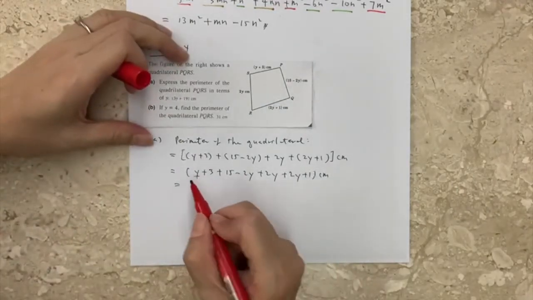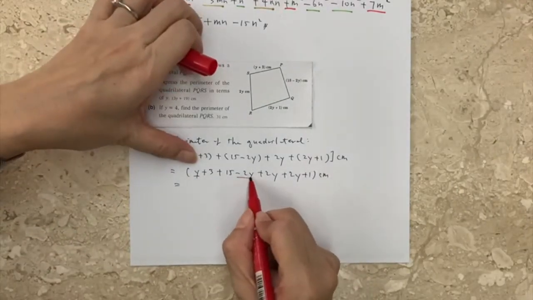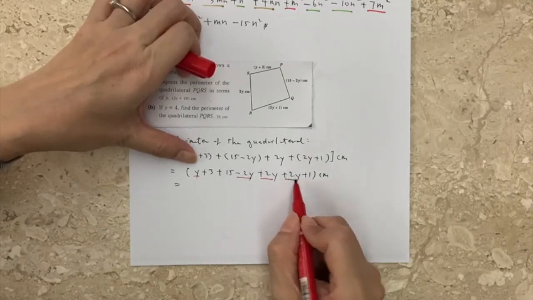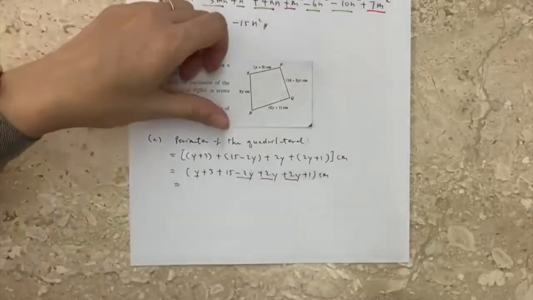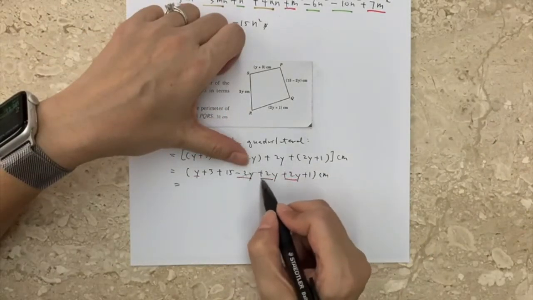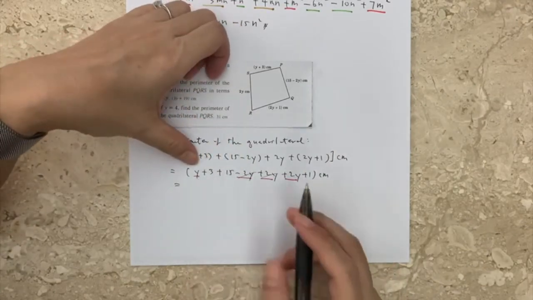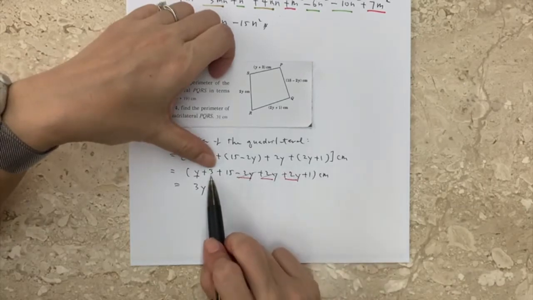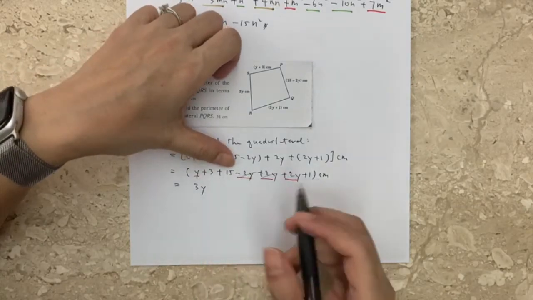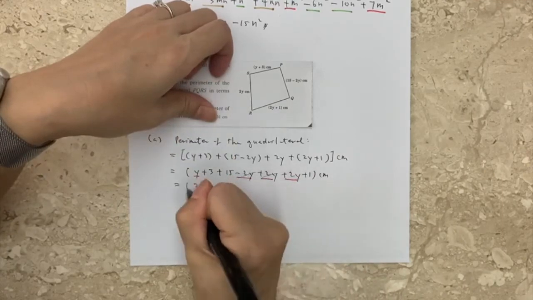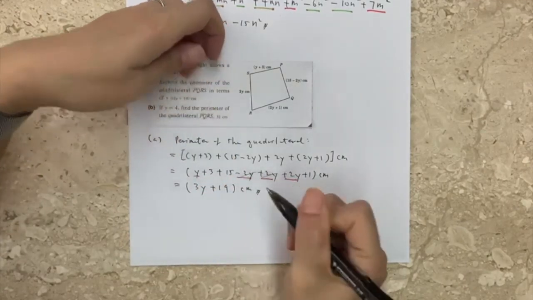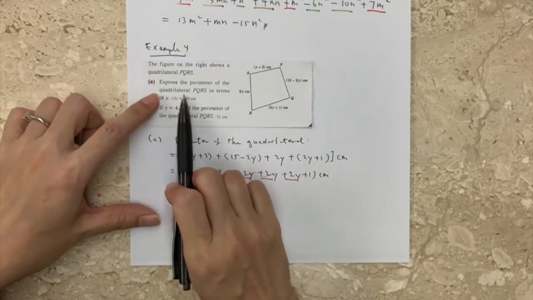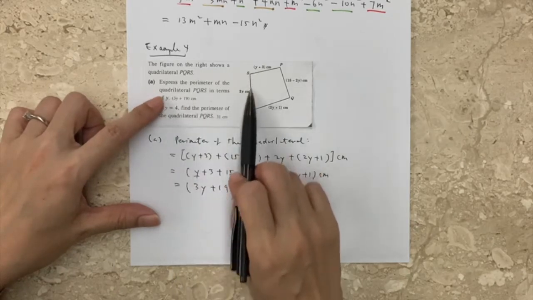We have y, minus 2y, so minus 1y, and then plus 2y, and then plus 2y. So we can cancel out the minus 2y and plus 2y. What is left is 1y plus 2y, so I get 3y. And then finally the constant terms: 3 plus 15 is 18, 18 plus 1 is 19, in cm. So this is how we work out part A, expressing the perimeter of the quadrilateral, which has 4 sides in this polygon.